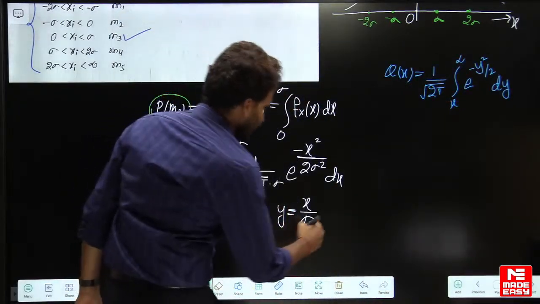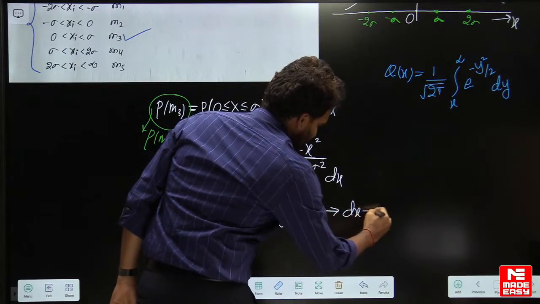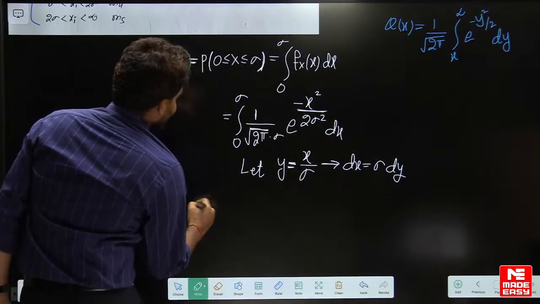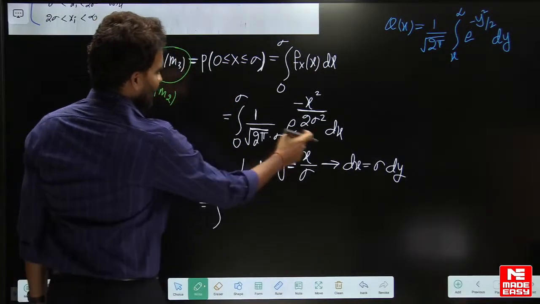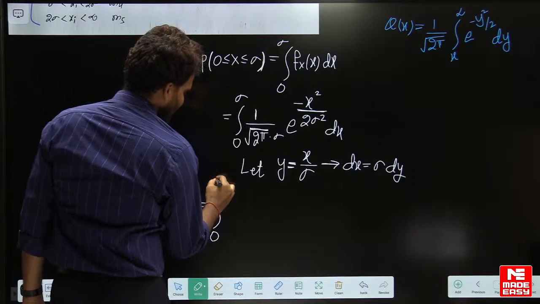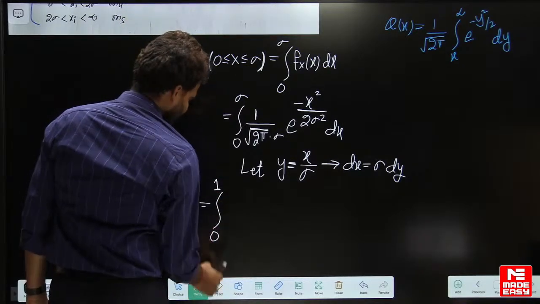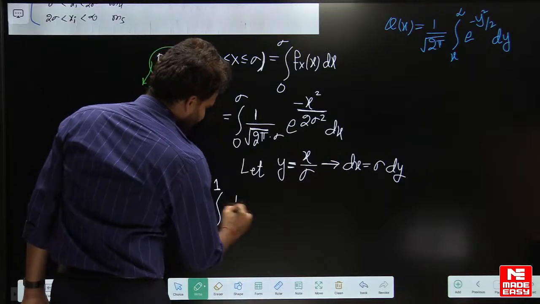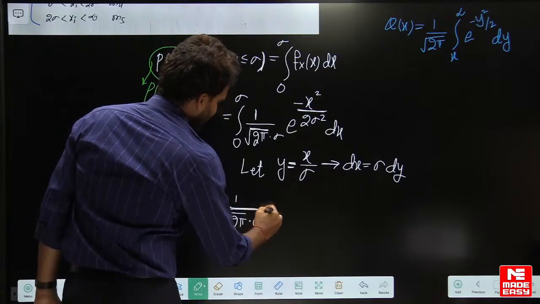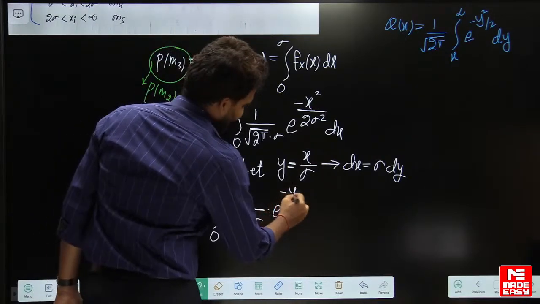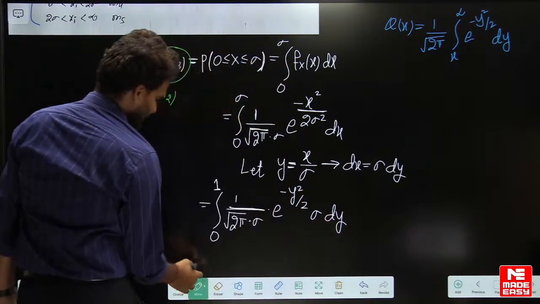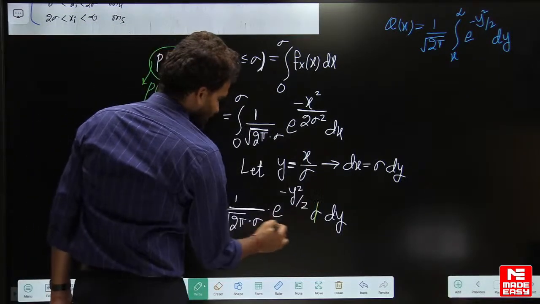Okay, y is equal to x by sigma, then dx is equal to sigma dy. How will the limits change? If x is 0, y is also 0, fine. If x is sigma, y will be 1. And this is 1 by, of course, root 2 pi sigma into e power minus y square by 2, dx is sigma dy, and here the sigma sigma will be cancelled.